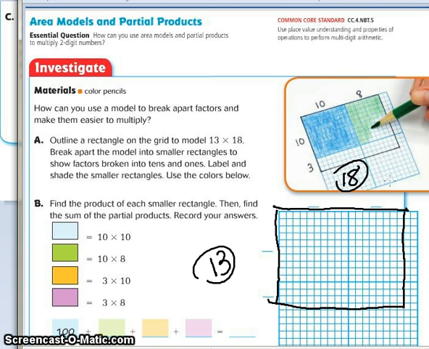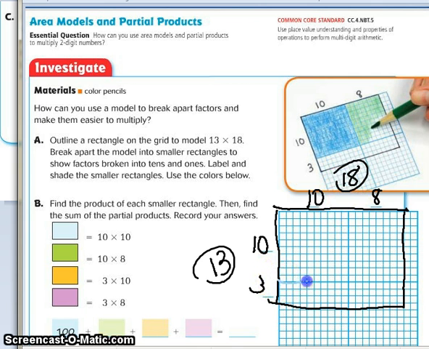Now, we're going to break apart the model into smaller rectangles to show factors broken into tens and ones. Label and shade the smaller rectangles and use the colors below. All right, let's start with our first one. If we're going to break this apart, we can break it into 10 plus 3, and this can be 10 plus 8. Breaking it apart with tens is probably the easiest, but you don't have to. But we're going to start with that for now.